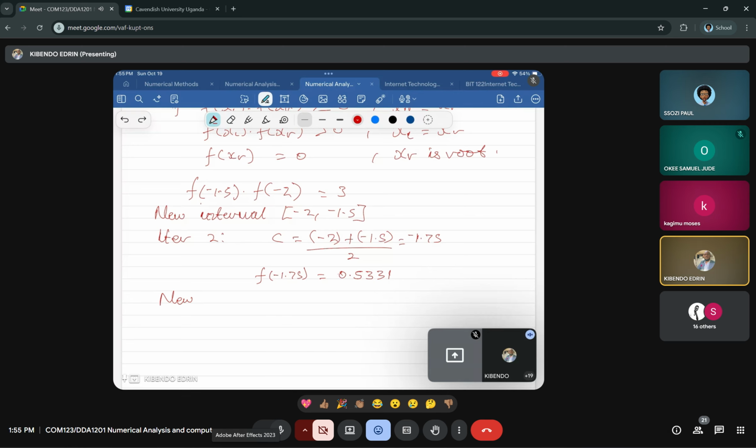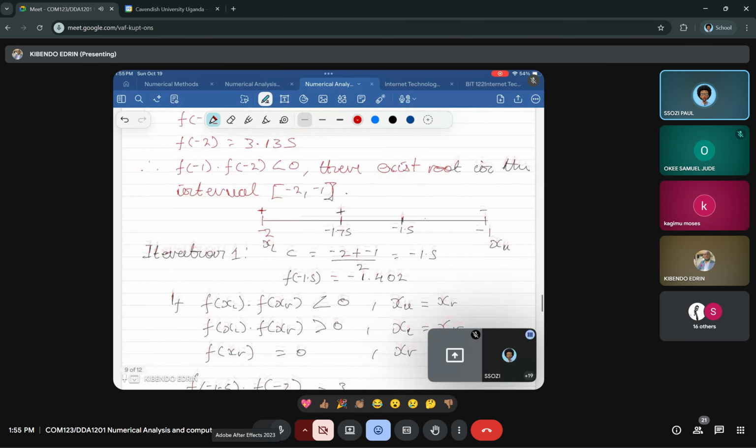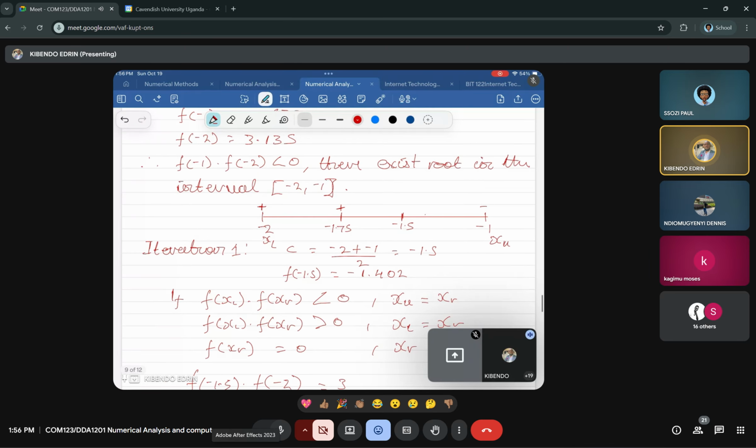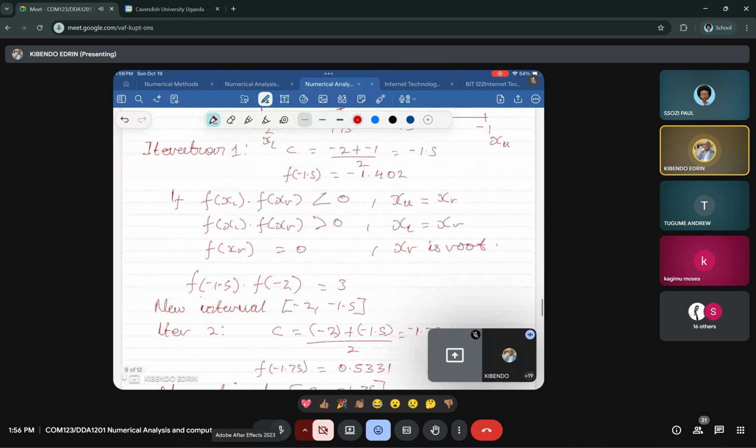This is number 2. Now, if I write the new interval, then we go for iteration number 3. Is it the 2 first? No. It is negative 2 and negative 1.75, because we are shifting this side. Yes. No. No, the answer is in between here. It's negative 1.75 and negative 1.5.